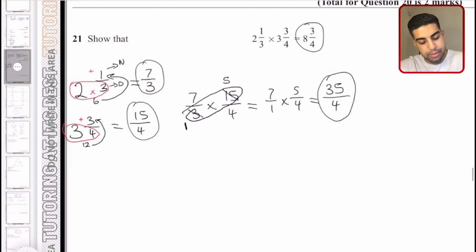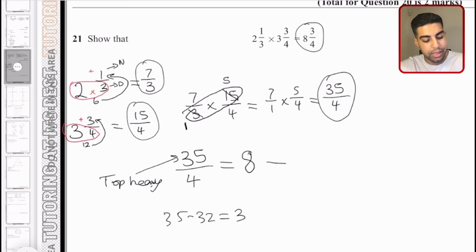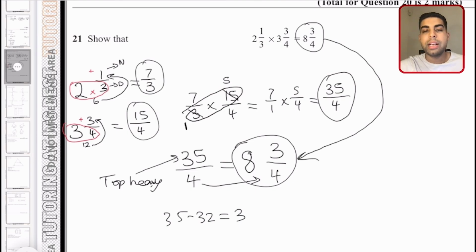So the first thing I'm going to do here is write out 35 over 4. And because this is an improper fraction, we can tell this because the numerator is bigger. And we call this top heavy. So the numerator is larger than our denominator. So let's now see how many times does 4 go into 35? Well, we know 4 times 8 is 32, so we can write a large 8 there. And then we can subtract 32 from 35, which gives us 3, which is our numerator. And then our denominator will always remain the same, and that is 8 3/4, which is exactly the same as what was written out.